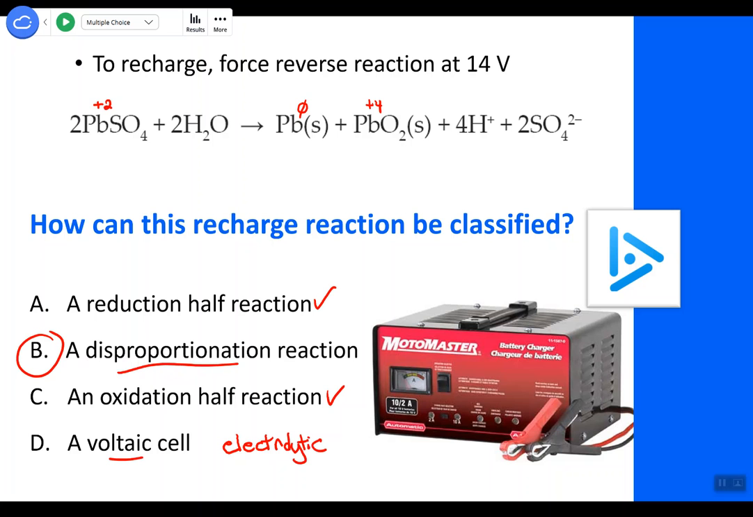Voltaic is spontaneous. Electrolytic is not spontaneous, but we come along and we apply an external voltage to drive those electrons the way that we want them to go.